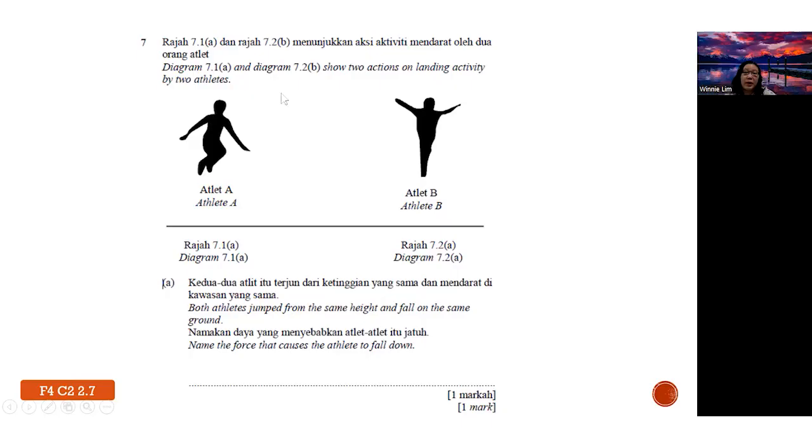Okay, so diagrams 7.1a and 7.1b show two actions on landing activity by two athletes. Both athletes jump from the same height and fall on the same ground. Name the force that caused the athlete to fall down. So why do they actually fall down? Because they are attracted by what? Gravitational force. Agree? Yeah. So this is still under forces and motion for Form 4. That links with free fall motion a bit. Gravitational force.